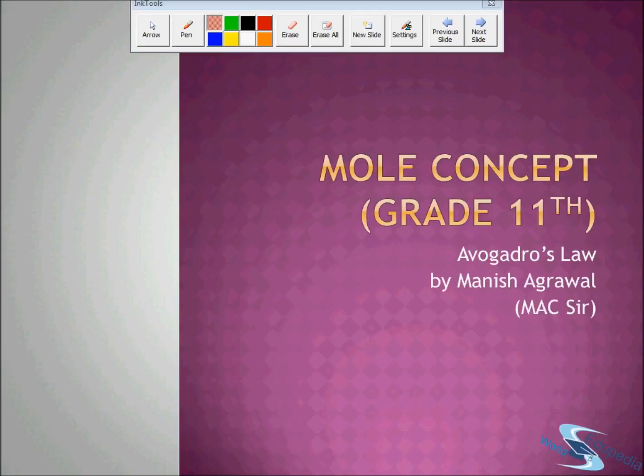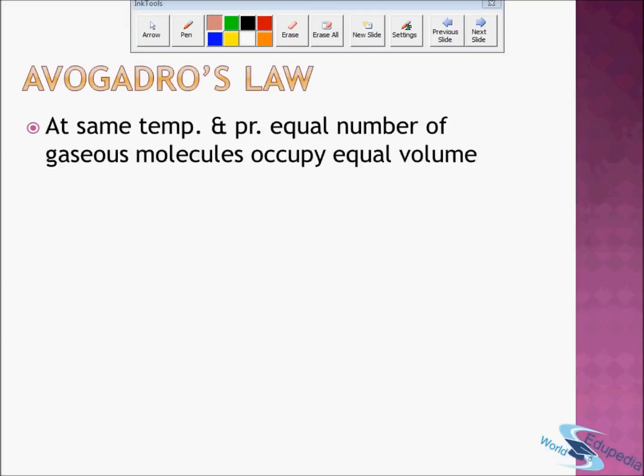Now Avogadro's law states that at same temperature and pressure, equal number of gaseous molecules occupy equal volume. Let's see what exactly this means. At same temperature and pressure, so I have fixed the container's temperature and pressure. Once I have done that, what Avogadro said was that equal number of gaseous molecules will always occupy equal volume.